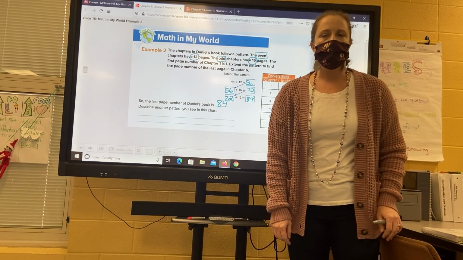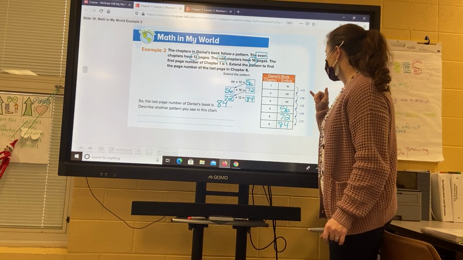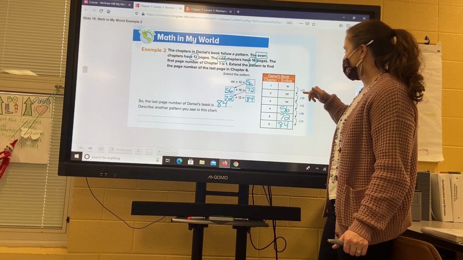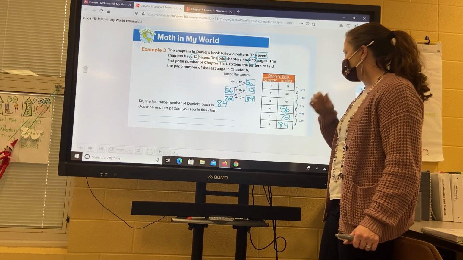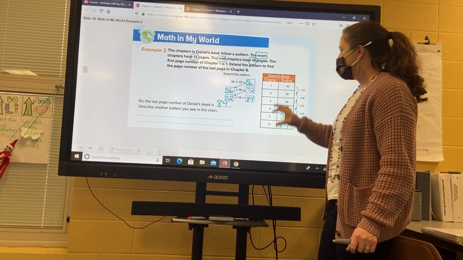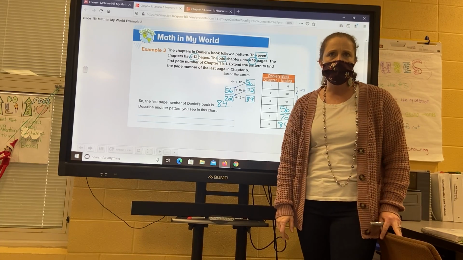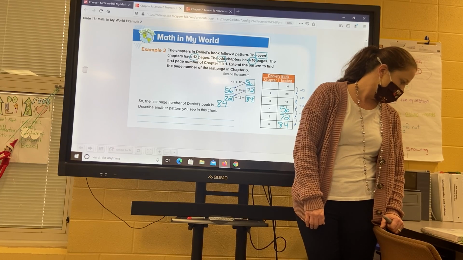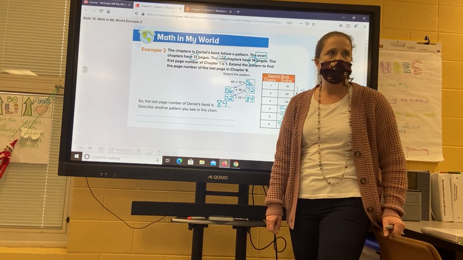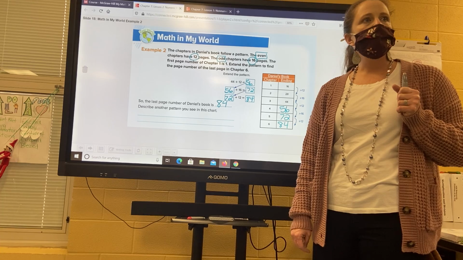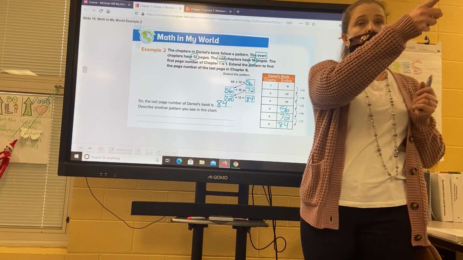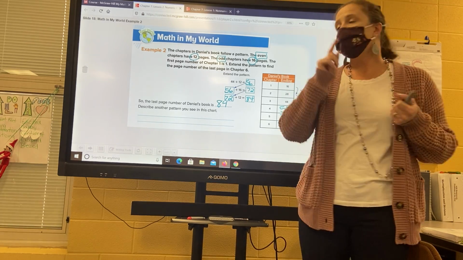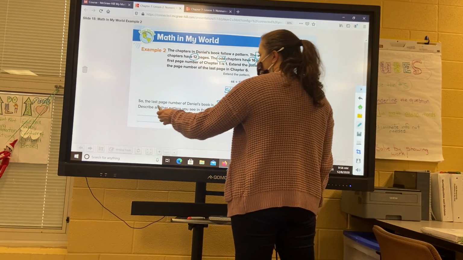Now a lot of times when we talk about patterns, we know we added 12 to the even chapters, and we know we added 16 to the odd chapters. Looking at these numbers, do you see another pattern maybe in the chart? What do you think? They're all multiples of 2, which means they are all what kind of number? Even. Even, okay?